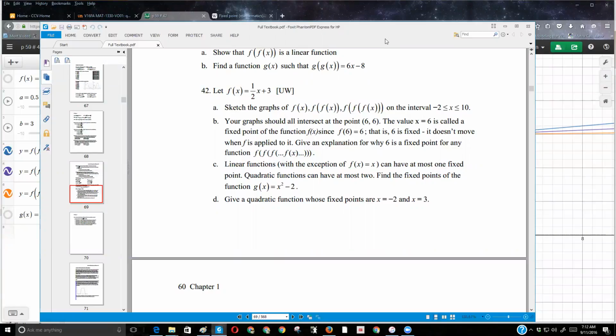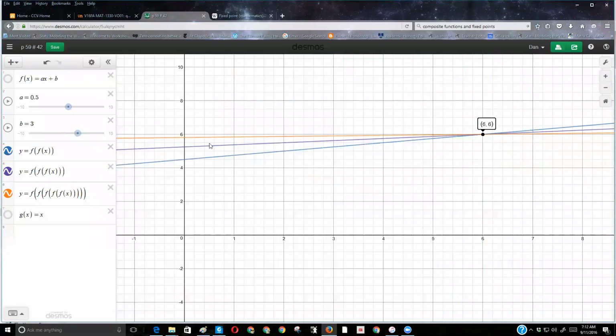We were supposed to graph the composition of this function on itself 3 or 4 times, and then notice that they all intersect. All those graphs intersect at the point (6, 6). So I went out to Desmos and set up a composite function. Actually, I think I went in 4 times, but that's okay. And notice all these lines do intersect at (6, 6).